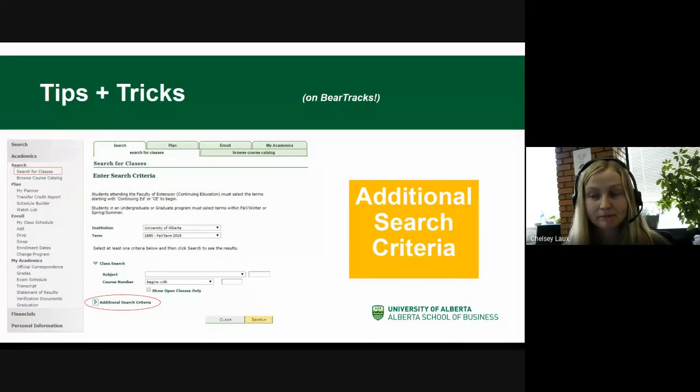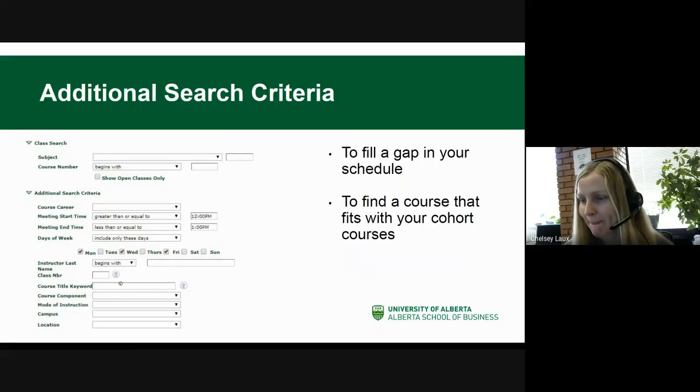Okay, so some tips and tricks. Sometimes students are wondering, how do I fill my schedule? I have this cohort schedule you've given me. Now I have all these breaks and gaps. I want to add courses, but I can't find something that fits. So to do that, if you go to search for classes on the left-hand side and you click additional search criteria, so select your term, leave everything else blank, uncheck the show open classes box, additional search criteria. And then you can select a meeting start time. So you can say, I want to find all courses that are offered from noon till 1, Monday, Wednesday, Friday, for example.